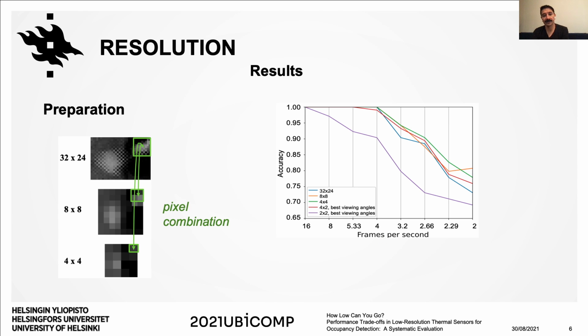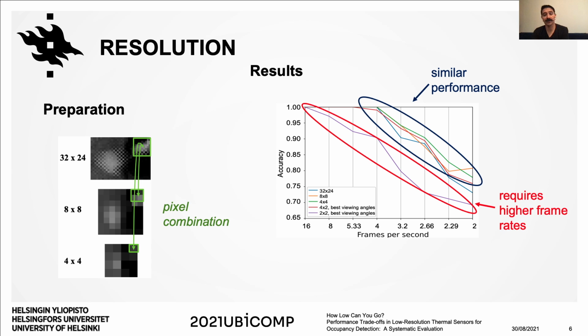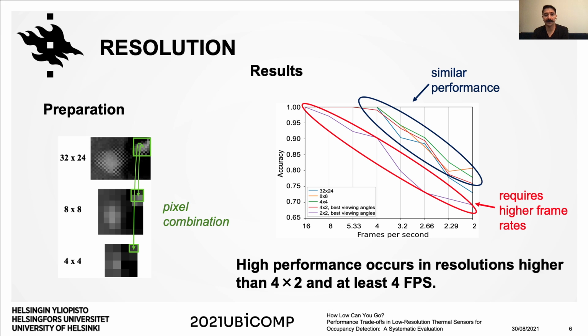In our work, different resolutions were obtained by calculating the average temperature of multiple pixels and then combining them according to a drop factor. Resolutions higher than 4 times 2 perform very similarly, especially when frame rate is at least 4 frames per second. A resolution of 2 times 2 can also offer reliable detection but requires higher frame rates. In terms of privacy, 4 times 2 resolution reveals very few insights about occupants' identity or behavior. Also, using low resolution decreases manufacturing and operating costs and makes the solution easier to adapt.